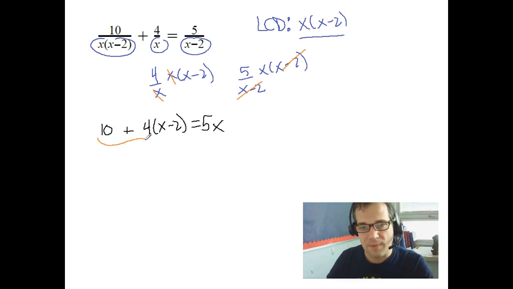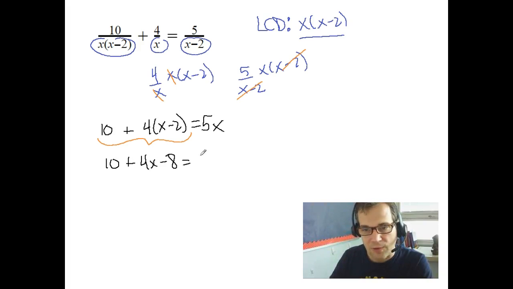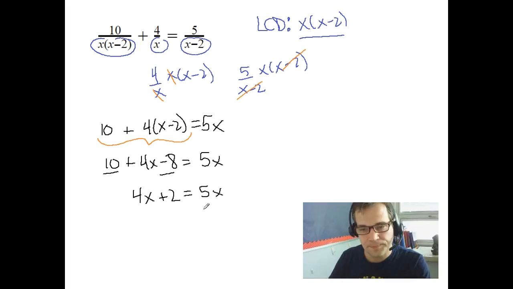I want to clean up this left side. That means getting rid of parentheses. That means combining like terms. So we'll have 10 plus a 4x minus 8 equals a 5x. Before I move things from one side of the equation to the other, it's always a good idea to simplify as much as you can. This 10 and negative 8 should be combined to make a positive 2. So I have 4x plus 2 equals 5x.